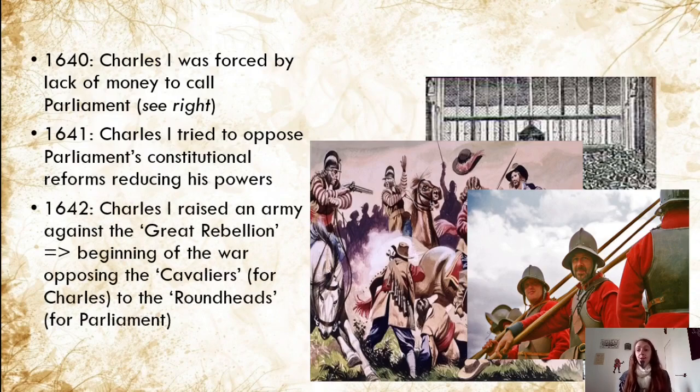In 1642, Charles I raised an army against the Great Rebellion, and this marked the beginning of the war opposing the Cavaliers, those who were fighting on Charles's side, and the Roundheads, who were fighting for Parliament. I'll let you look up why they were called the Roundheads, but you can make some wild guesses before you do that.